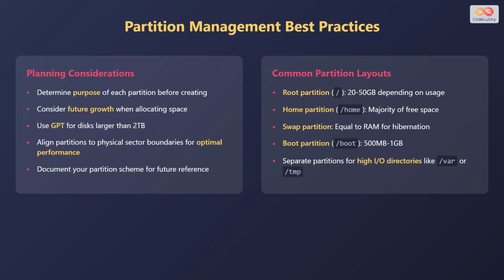Some common partition layouts are root partition, which is indicated by /, with 20 to 50 gigabytes depending on usage, home partition, which is indicated by /home, with the majority of free space, swap partition equal to random access memory for hibernation, and boot partition, which is indicated by /boot with 500 MB to 1 GB. Use separate partitions for high input-output directories like /var or /tmp.